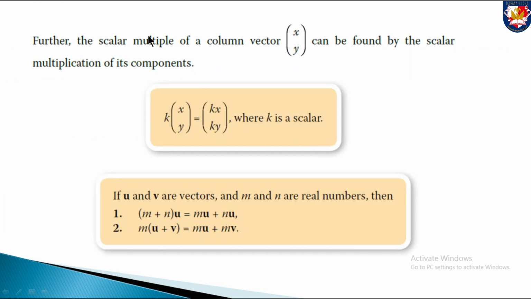Further, the scalar multiple of a column vector (x, y) can be found by scalar multiplication of its components. So if k is multiplied with the vector (x, y), you simply multiply k with the x component, so kx, and k with the y component is ky, where k is a scalar. And if u and v are vectors, and m and n are real numbers, then (m plus n) multiplied with vector u equals m multiplied with vector u plus n multiplied with vector u, and m multiplied with (u plus v), you simply multiply m with u and m with v.